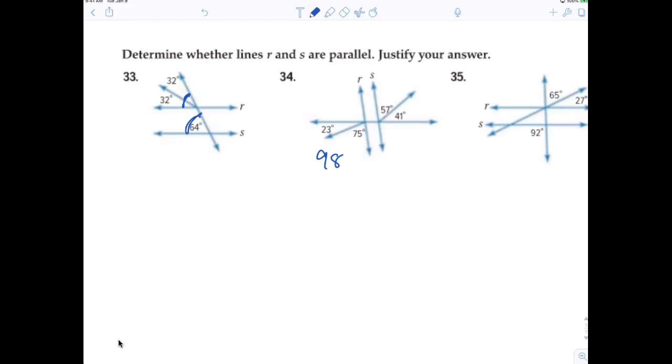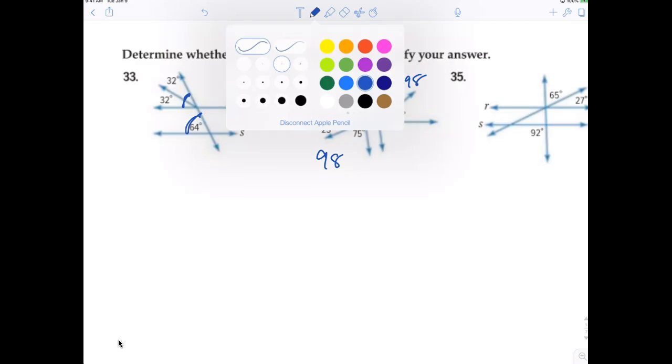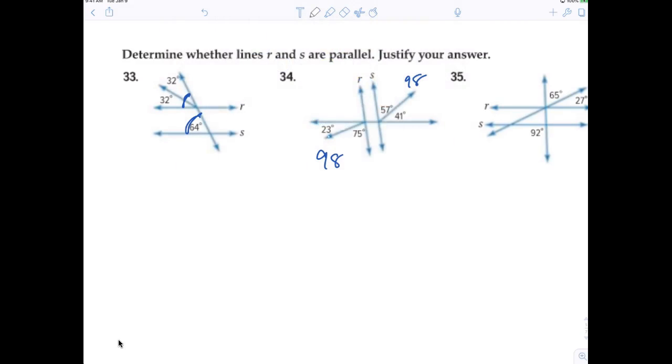And then the other ones are what? Is that 98 also, right? And so what's true? Why are they? Alternate. Oh, yep, I see it now. See, that's what I'm saying. It's there. It's so easy to get messed up.